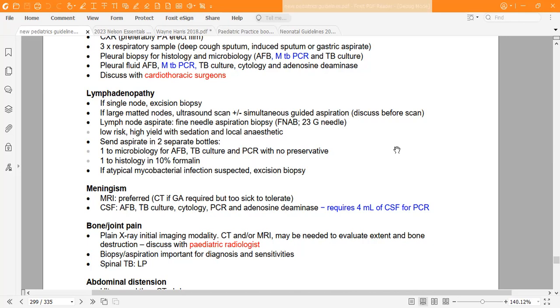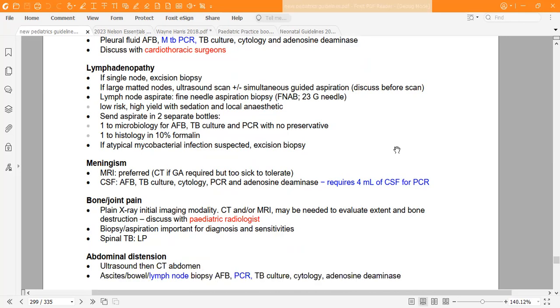So I will have 2 aspirations, basically, 1 for microbiology and the second for histology. If I'm suspecting atypical mycobacterial infection, I will go straight away to excision biopsy, but keep in mind, for all that, I have to discuss with my consultant, with the infectious team, with the TB team as well.